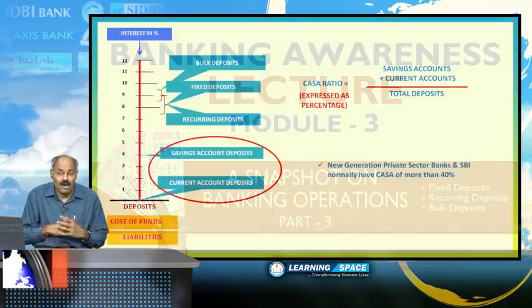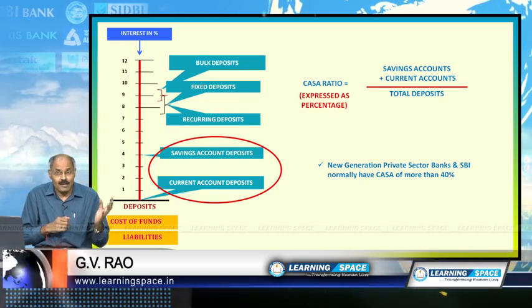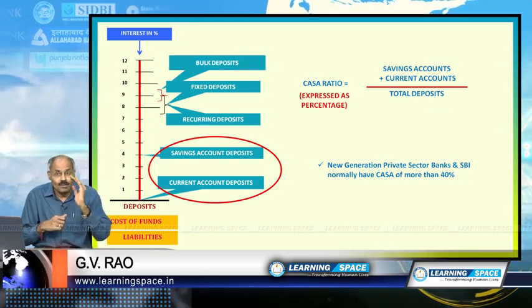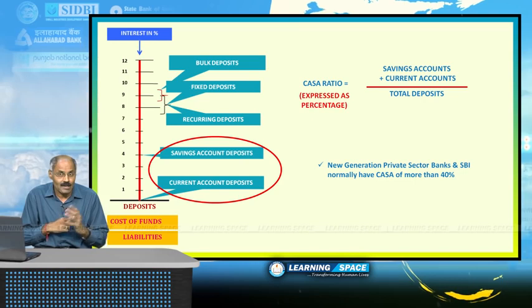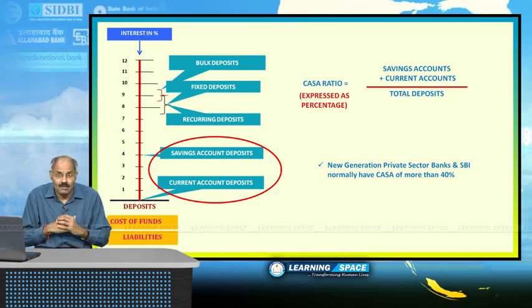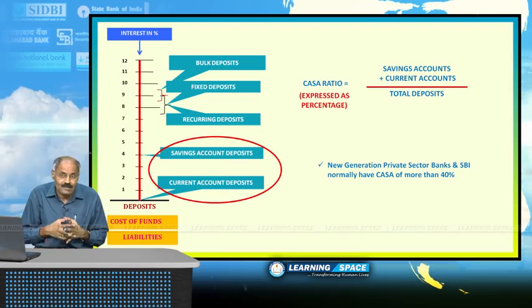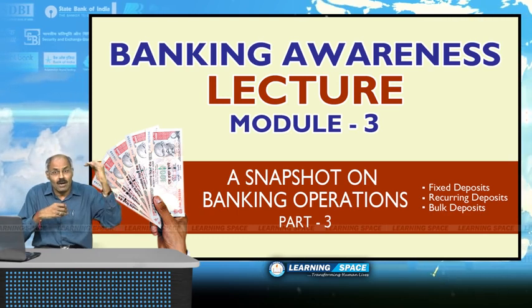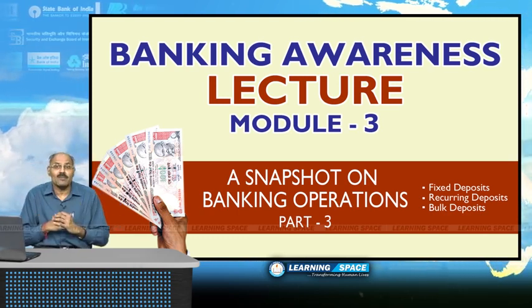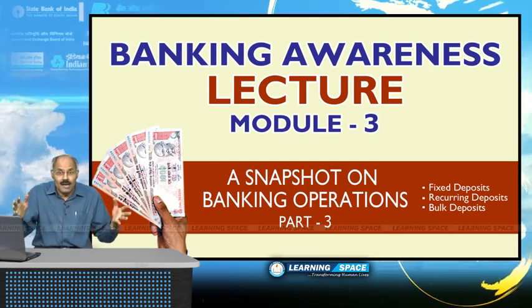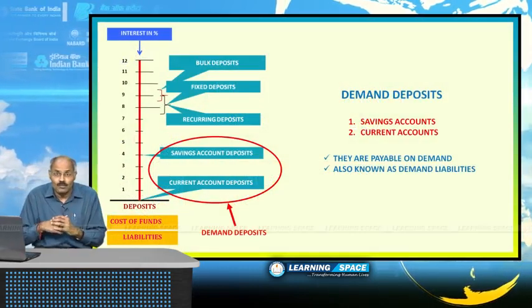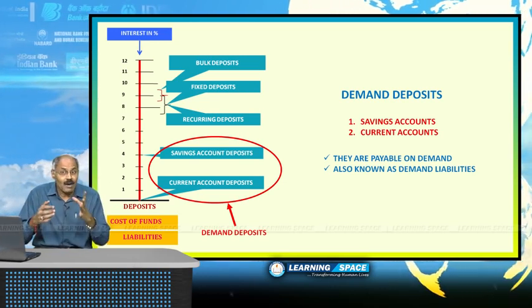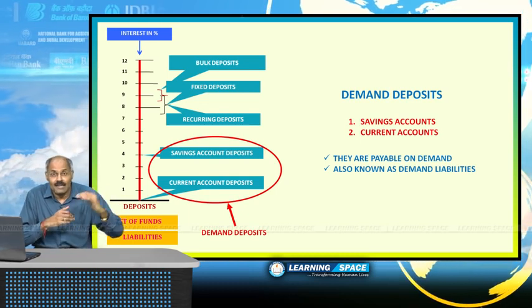And CASA ratio is nothing but the ratio of current account and savings account to the total deposits in the banking system. Last week we discussed savings account, current account and CASA ratio, and one more point I told you in the last class: the current accounts and savings accounts put together are known as demand deposits.